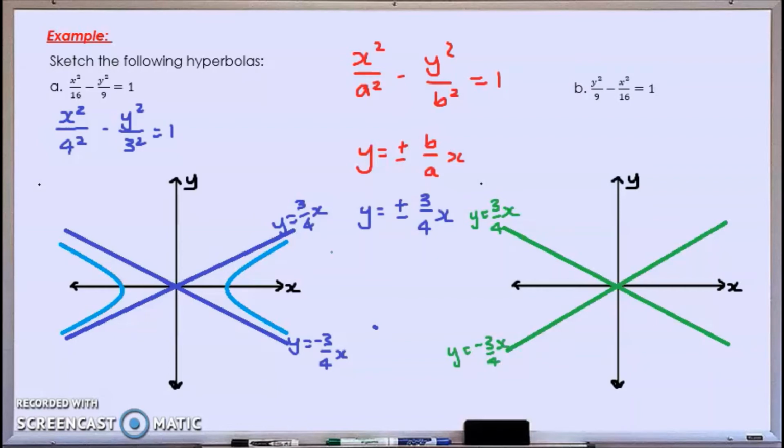The only difference is that rather than have the hyperbola to the side, the hyperbola is above and below. We're going to have a hyperbola that looks something like this and here.